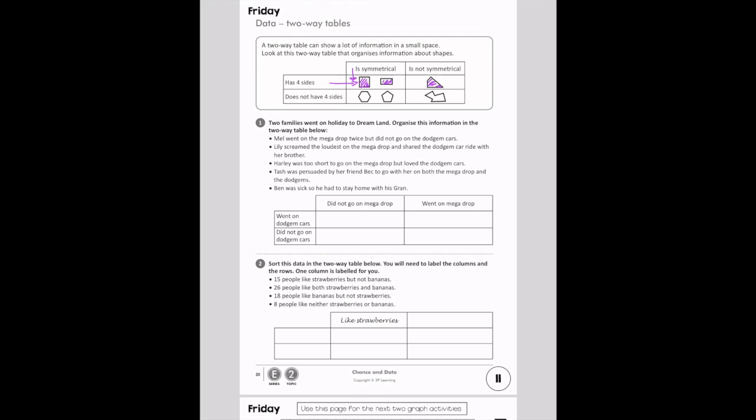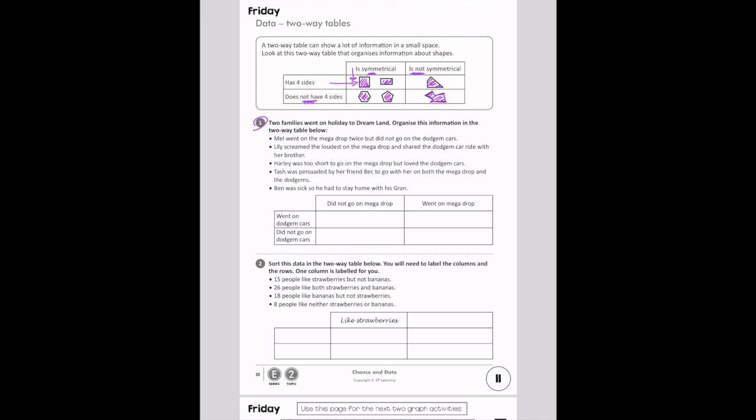Next we have this hexagon. A hexagon does not have four sides, okay? But it is symmetrical. A pentagon does not have four sides and is symmetrical as well. This irregular shape here has 1, 2, 3, 4, 5, 6, 7, so it's an irregular heptagon. It does not have four sides and it is also not symmetrical.